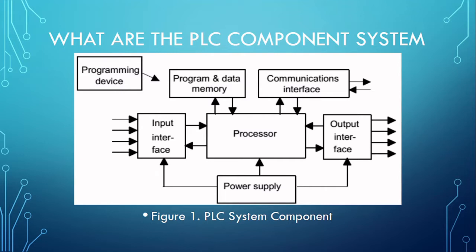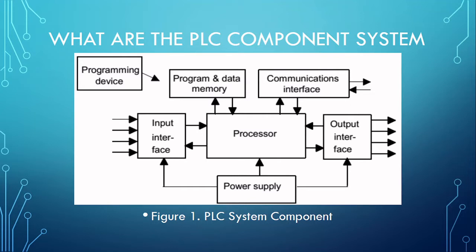For the power supply, here we see that the power supply is connected to the input interface, the processor, and the output interface. So what the power supply does is to convert the AC voltage into the low voltage DC necessary for these units to operate effectively. Now, the programming device. The programming device is the mode by which the instruction from the user is transmitted to the PLC memory.